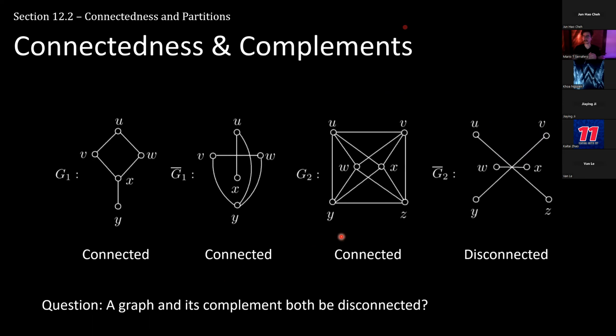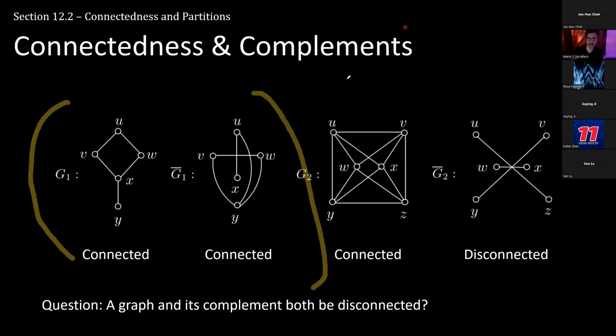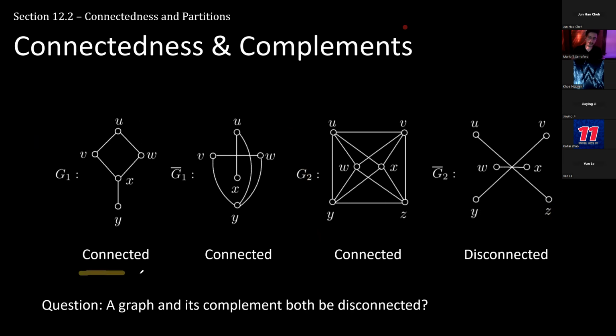Okay, so a little bit more before our break. Connectedness in complements. So here we have a couple graphs and their complements. Here we have one graph and its complement, another graph and its complement. And we notice that this graph is connected and its complement is connected. And here we have another graph that is connected, but its complement is disconnected. You see here, we have two components. We have a bunch of components, actually: this component and this component and this component.